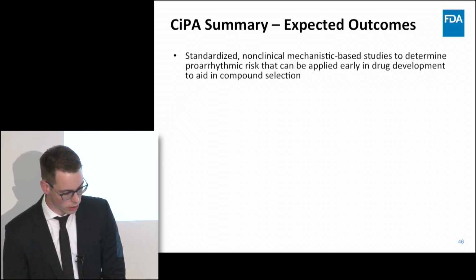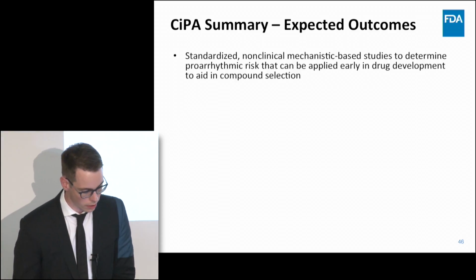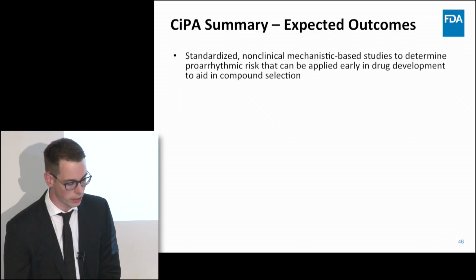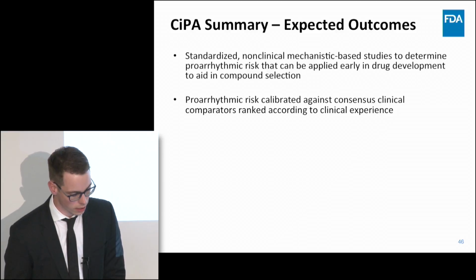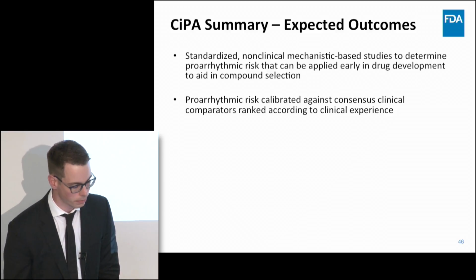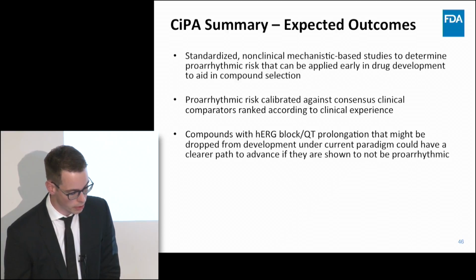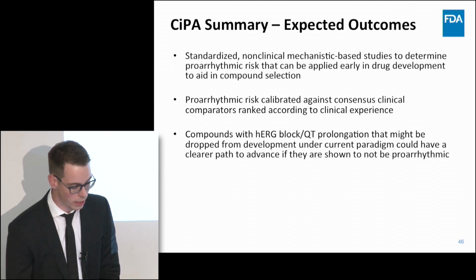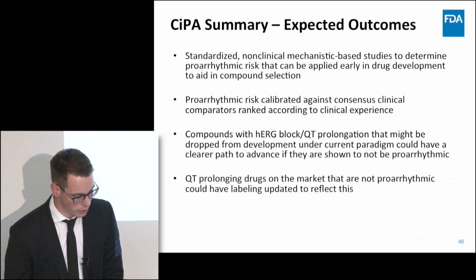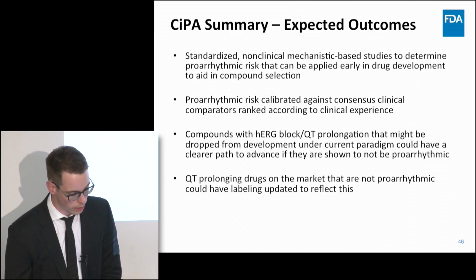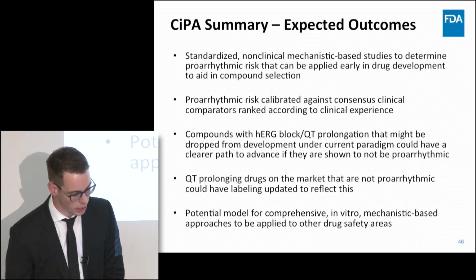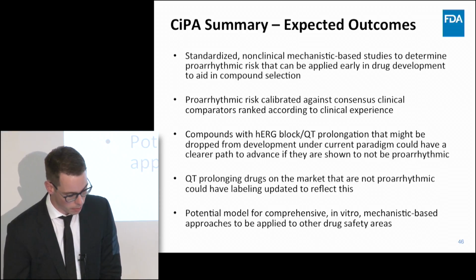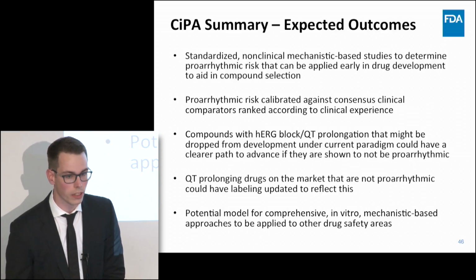CiPA is a standardized non-clinical mechanistic-based study to determine proarrhythmic risk that can be applied early in drug development to aid in compound selection. Proarrhythmic risk is calibrated against consensus clinical comparators ranked according to clinical experience. Compounds with hERG block and QT prolongation that might be dropped from development currently could have a clearer path to advance if they are shown to not be proarrhythmic. QT prolonging drugs on the market currently that are not proarrhythmic could have potential labeling updates to reflect this. And the CiPA paradigm could be a potential model for comprehensive in vitro mechanistic-based approaches to be applied in other drug safety areas as well.